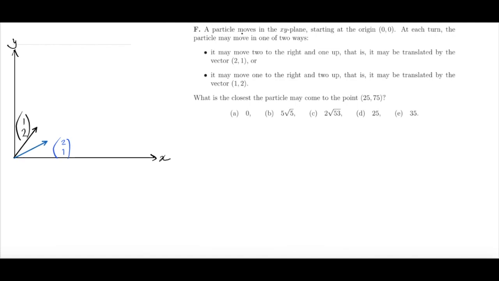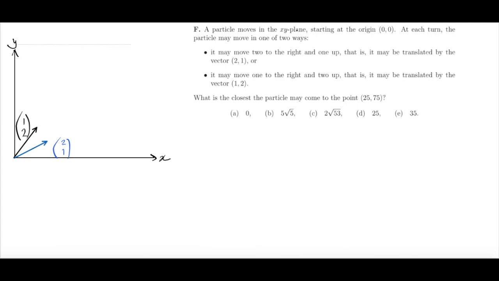A particle moves in the xy plane starting at the origin (0, 0). At each turn, the particle may move in one of two ways. It may move 2 to the right and 1 up, that is, it may be translated by the vector (2, 1), or it may move 1 to the right and 2 up, that is, it may be translated by the vector (1, 2). What is the closest the particle may come to the point (25, 75)?